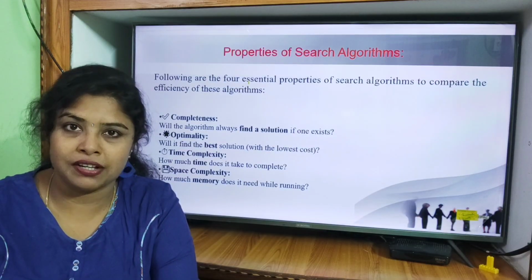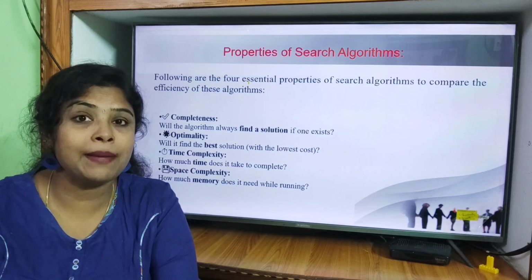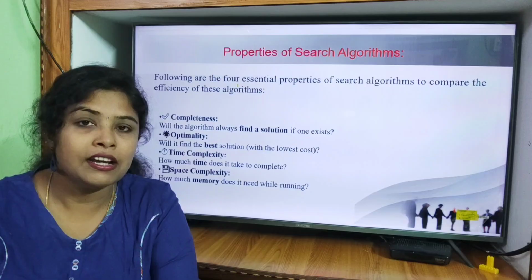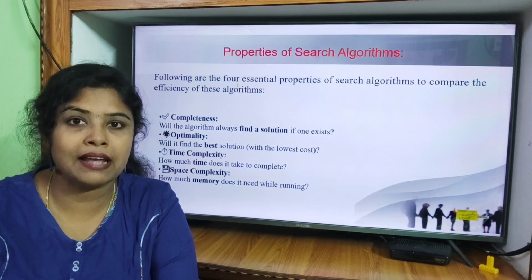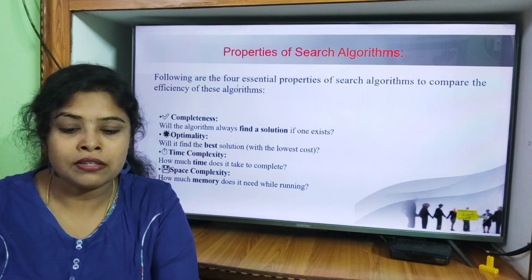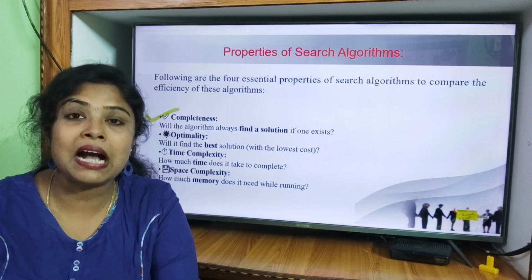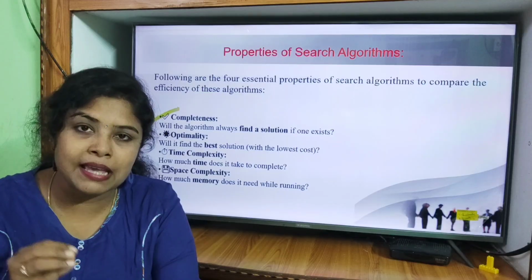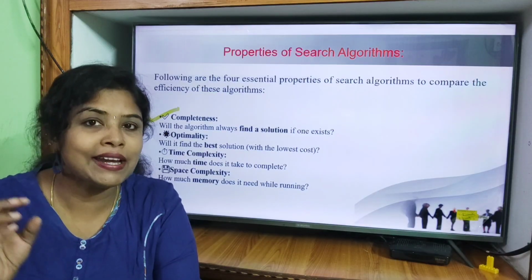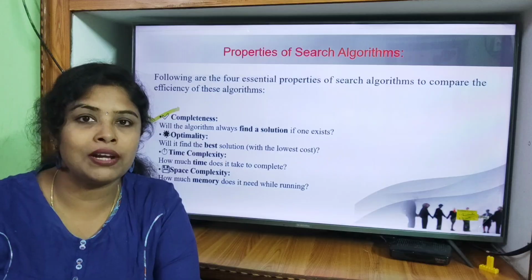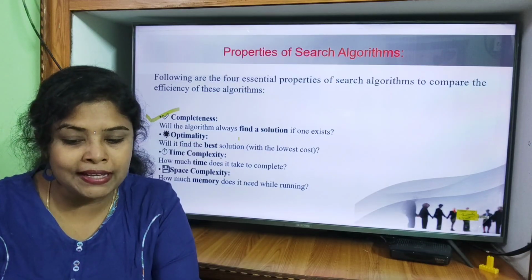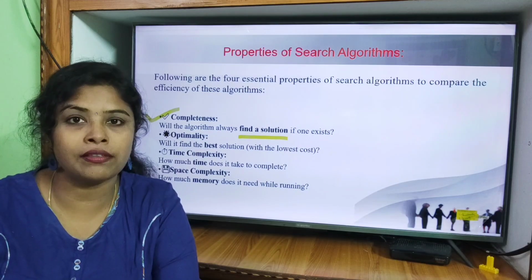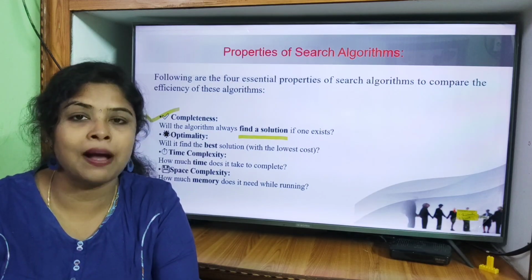Coming to the properties of search algorithms, there are 4 important properties of every search algorithm which need to be tested so that we can call a particular algorithm efficient or not. Considering the first one, which is completeness: whenever our algorithm is able to execute the search and find the goal item, then we will call it completeness. So if it is finding a solution, then we will call it a complete one. The algorithm is performing its search in a complete manner.